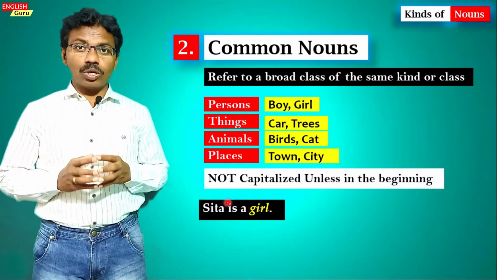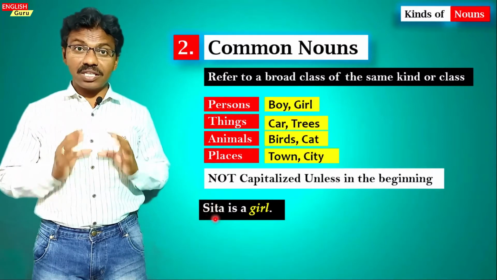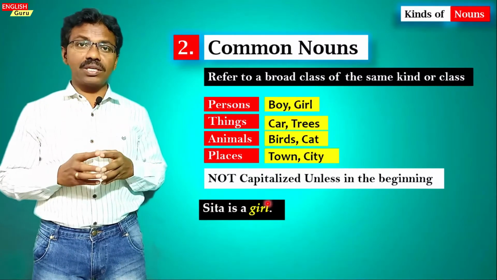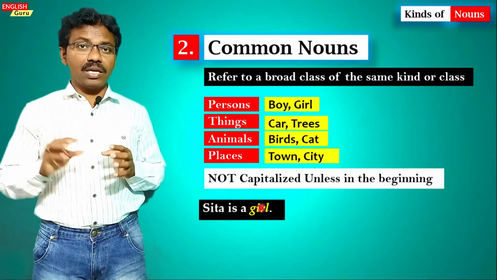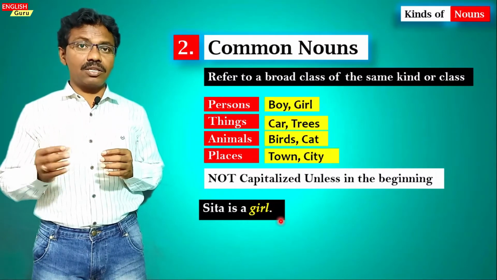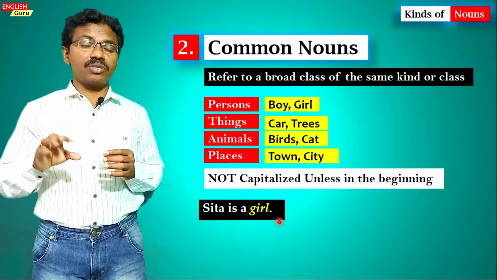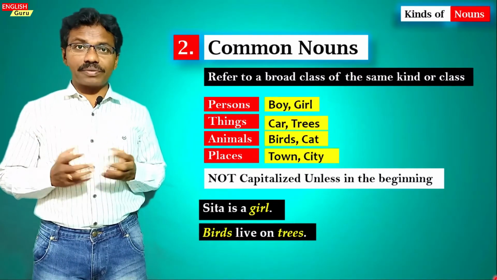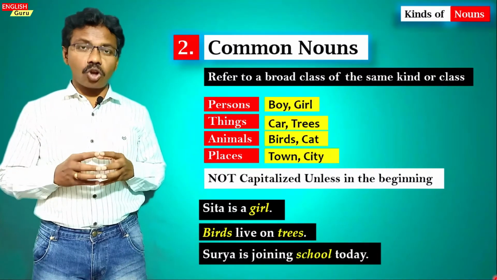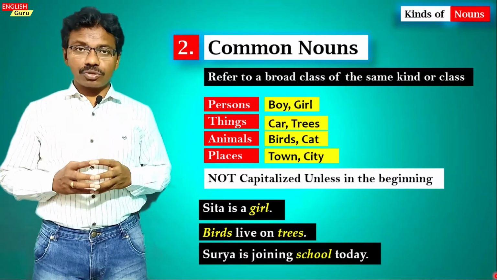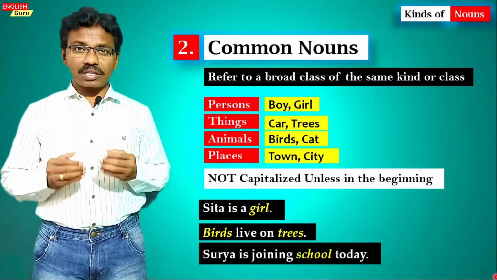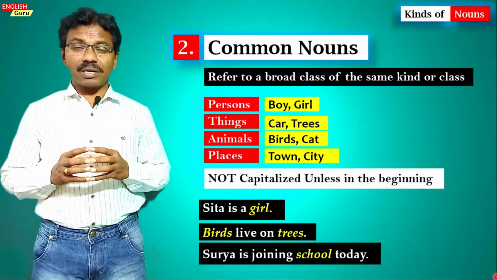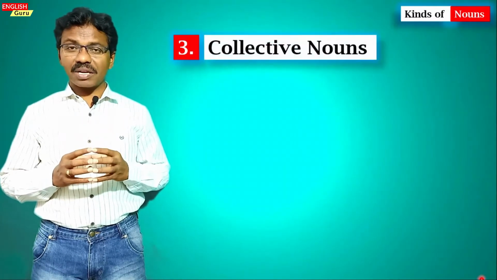Sita is a girl. The word girl is a common noun, whereas Sita is a proper noun. Sita is a name which is given to only an individual girl, so it is a proper noun. Whereas girl, we can call any girl a girl, so it is common. So girl is common to Sita, Geeta, and everybody, so it is a common noun. Birds live on trees, so birds and trees are common nouns. Surya is joining school today, so the word school is a common noun. So common nouns are commonly used for the same kind of thing.